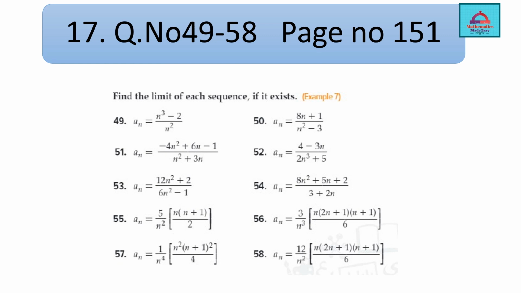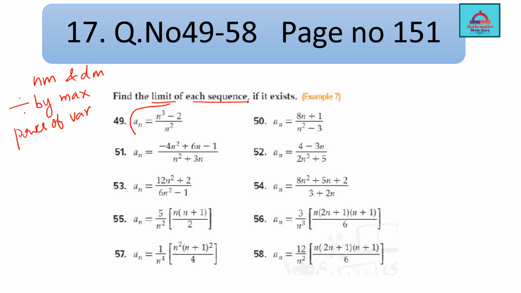Okay, next we move to the limit of each sequence. Here the questions 49 to 58 from your math book, page 151, are important for your end of term coverage. The trick that we will use for limit of sequences: we divide by the maximum power of the variable, and you divide the numerator and denominator. Means what?